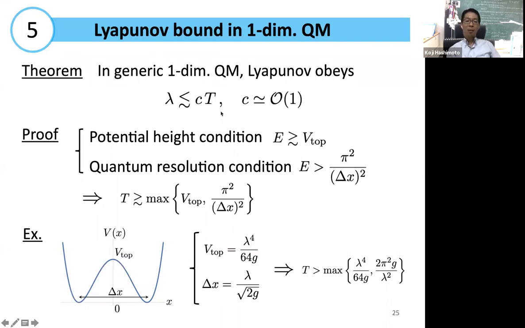So in this way, in generic quantum mechanics, the Lyapunov exponent should obey this bound, which really looks similar to the Maldacena-Shenker-Stanford bound.